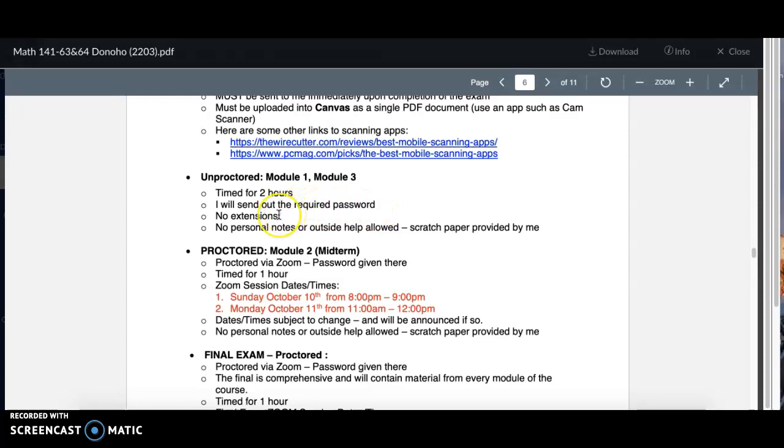There are no extensions on exams because you have a whole week to take them at your own convenience during any 2-hour time block that works for you. So no extensions on those. If you wait until the Sunday night and your computer breaks, that was not good planning. Okay, so no extensions on those. Again, no personal notes or outside help is allowed, and the scratch paper is provided by me.